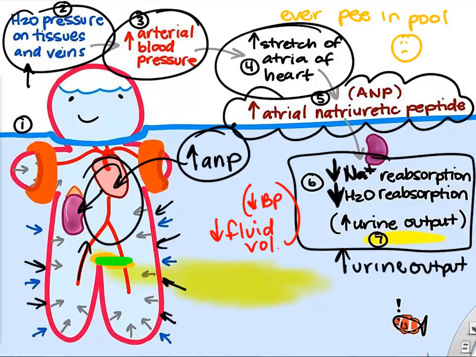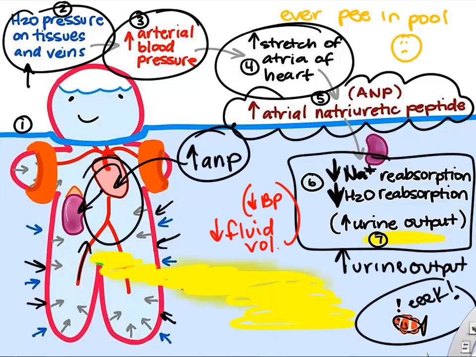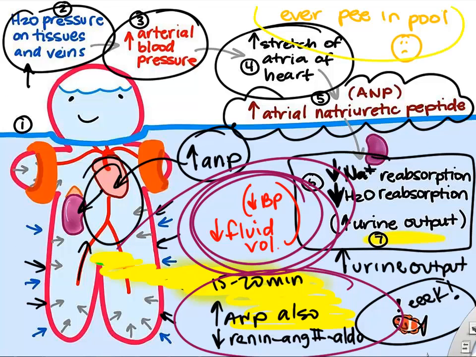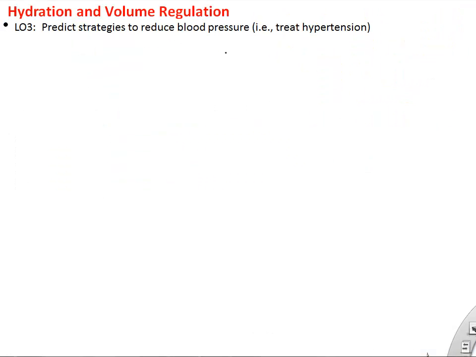And that's why you get the urge to pee in the pool, and you actually are peeing out that extra salt and extra water because of the fluid pressure in the pool. And it takes about 15 to 20 minutes, and you'll actually increase your urine output. You also have a compensatory decrease in renin, angiotensin 2, and aldosterone when you're in the swimming pool as well. So again, some powerful responses that are affecting your kidney in that case.